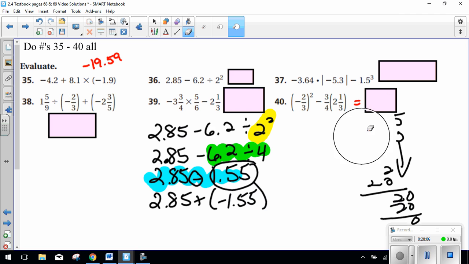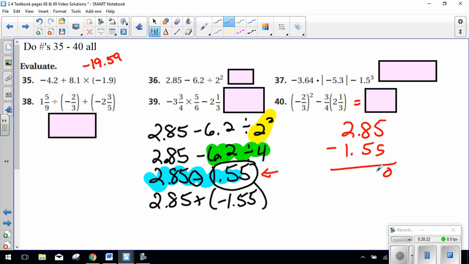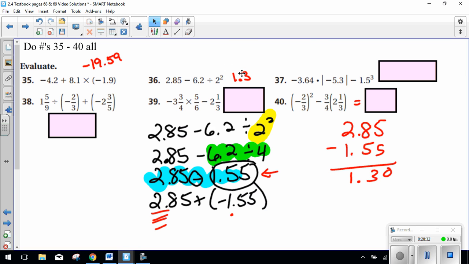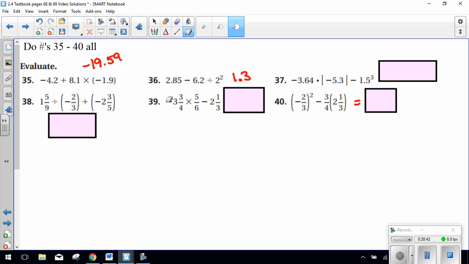Okay, so since my signs are different, I'm going to subtract. Some of you at this point asked, do I really need to rewrite plus opposite? And the answer is no. You can just solve from here. So I'm going to take 285 and subtract 155. Okay, and I get positive, because there's more positives than there are negatives, 1 3/10, or 1 30/100. Okay, and that 0 at the end is optional. Okay, so that was number 36. We'll be moving on to number 37.